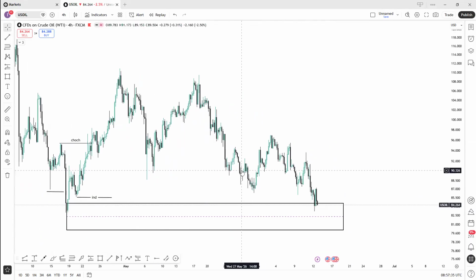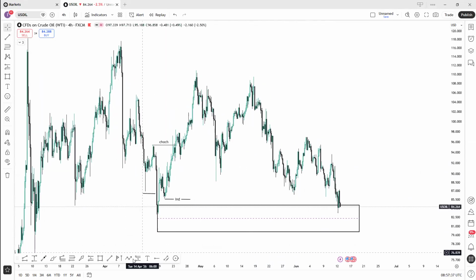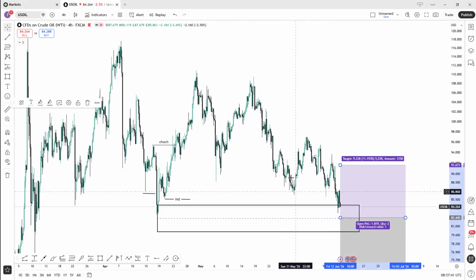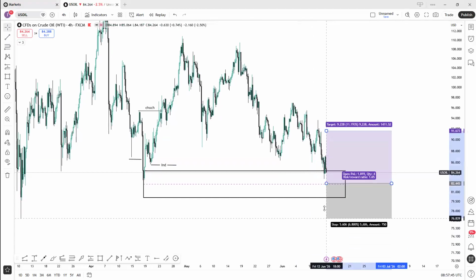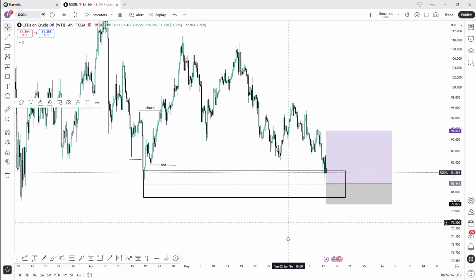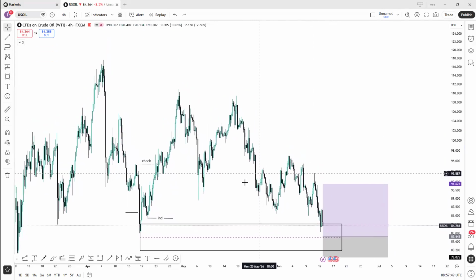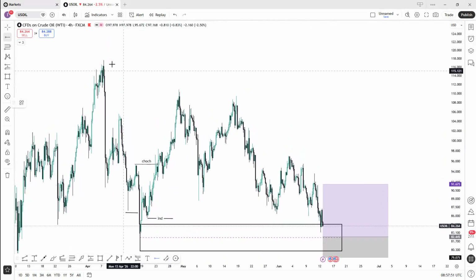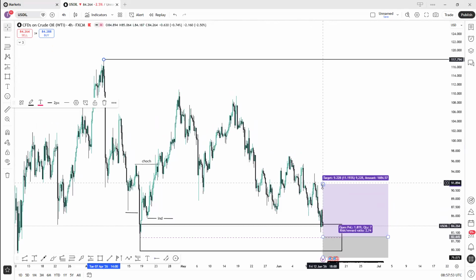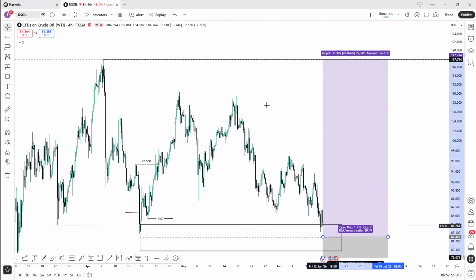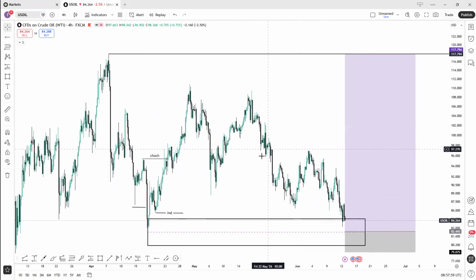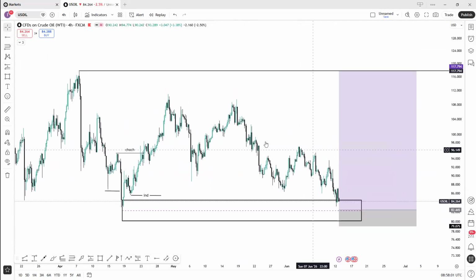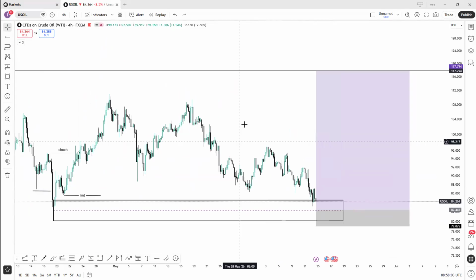Okay. So for next week, we are going to find buys on 50% of that hard demand. And then our target will be exchange liquidity here. We'll target this area. So expect next week US oil will pump up. Okay, so that is it on US oil.